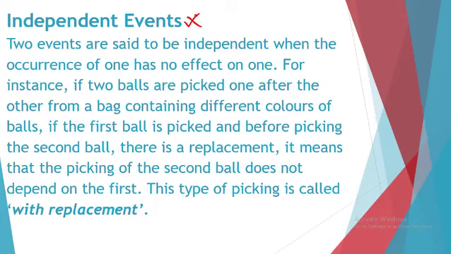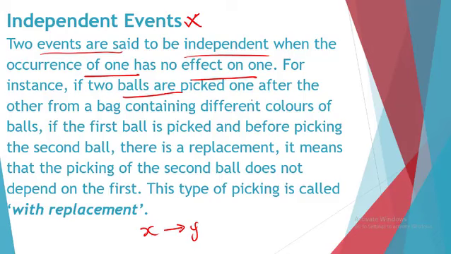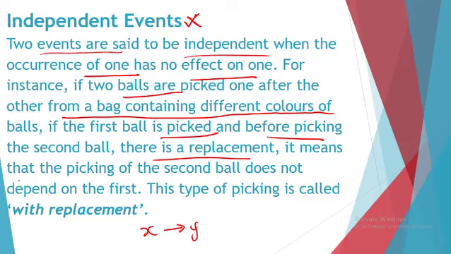Independent events. Two events are said to be independent when the occurrence of one has no effect on the other. It means that the occurrence of X does not depend on the occurrence of Y. For instance, if two balls are picked one after the other from a bag containing different colors of balls, and after the first ball is picked there is a replacement before picking the second ball, it means that the picking of the second ball does not affect or depend on the first.